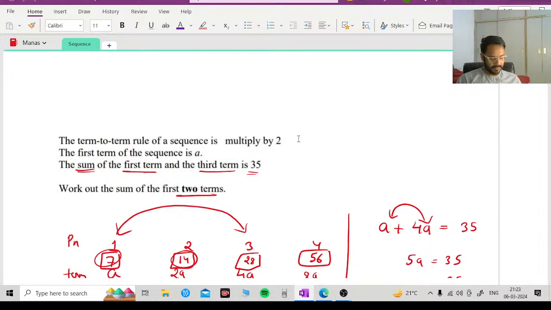We have started the topic yesterday, so basically we'll continue with the sequence today. What we'll be doing is some questions based on sequence, right?